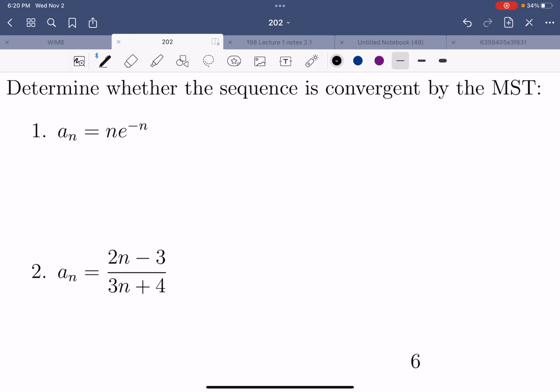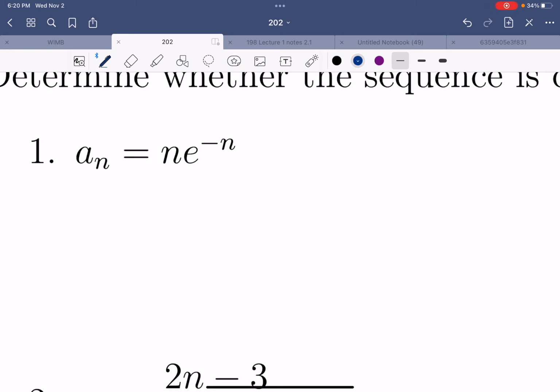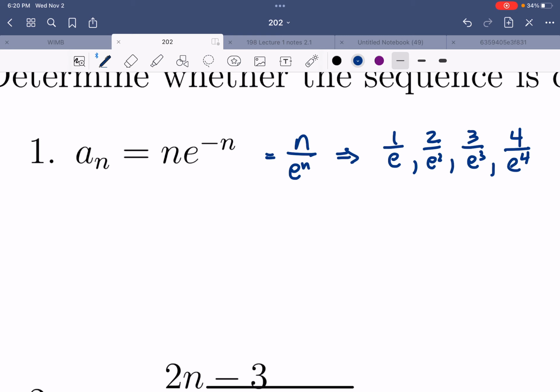So this first one, let's take a look. This is the same as n over e^n. And if we think about some terms here, if you plug in 1, you get 1 over e. If you plug in 2, you get 2 over e squared, 3 over e cubed. Now keep in mind that e is 2 point something. And so it appears that these numbers are getting smaller because when you take 2 point something to these powers, they're going to go big very quickly. Okay, so this is likely decreasing. Let's see if we can show it.